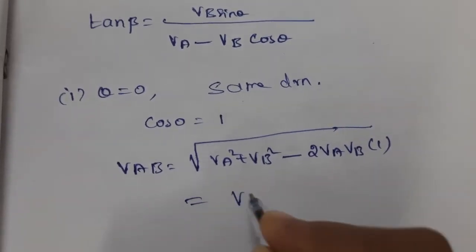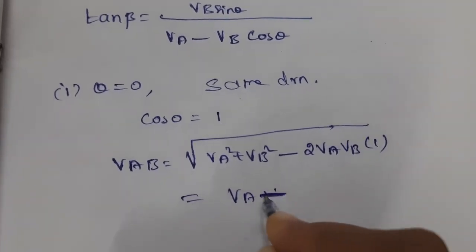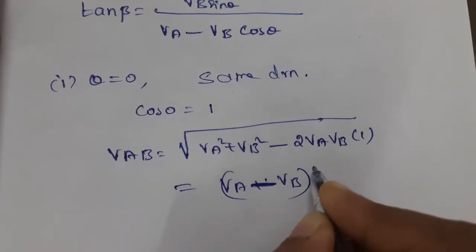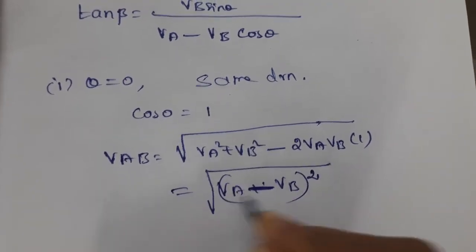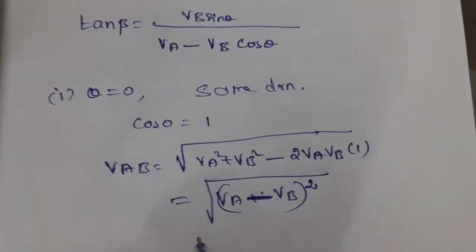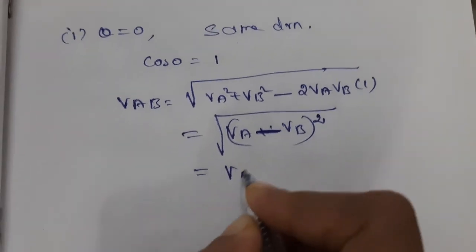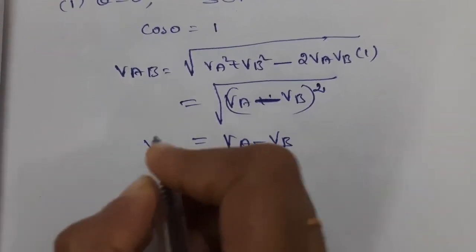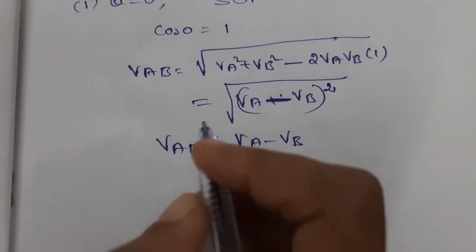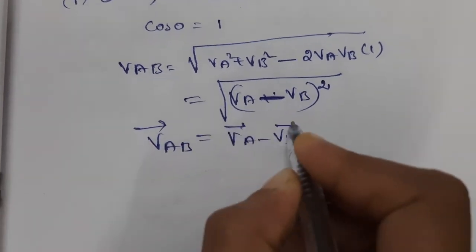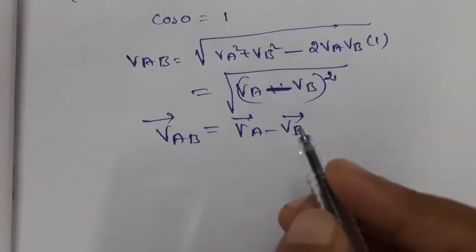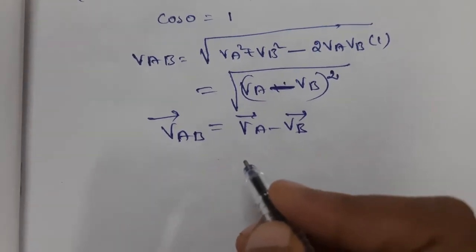That is nothing but VA minus VB the whole square. Square root of VA minus VB the whole square. So we can write VA minus VB. So VAB is equal to what? VA minus VB. This is the first point we have learned.